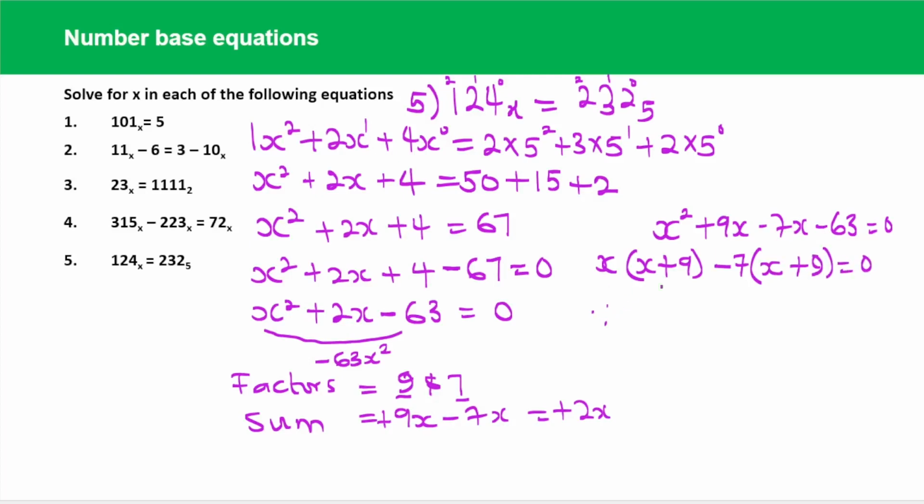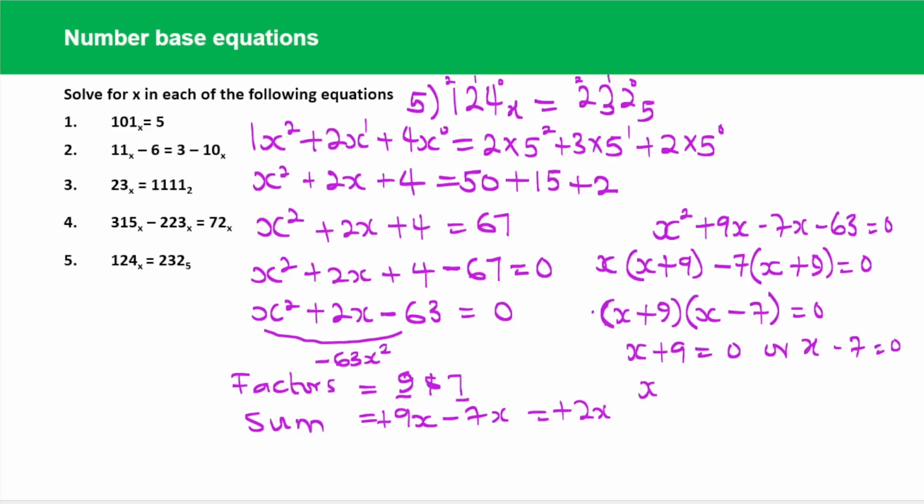Therefore, if you look at these two terms again, x plus 9 is common to both terms. So this will leave us with x minus 7. x plus 9 has been factored out from this term, so this term is remaining x. x plus 9 has also been factored out from this, and remaining is 7. So we have either x plus 9 equals 0 or x minus 7 equals 0.